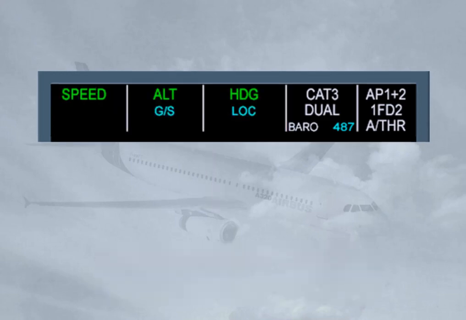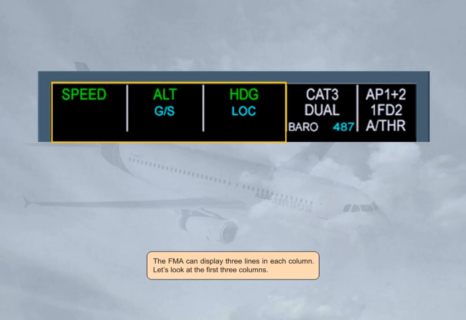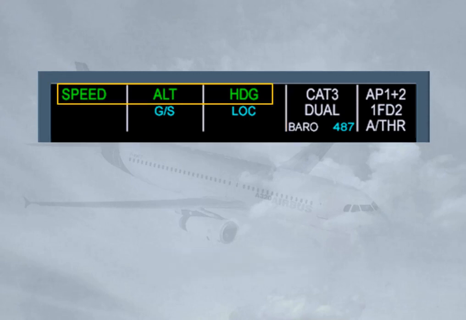The FMA can display 3 lines in each column. Let's look at the first 3 columns. The first line shows the engaged modes to the flight guidance system. In our example, the speed mode is engaged for the autothrust. This means that the autothrust will manage the thrust to track the target speed.